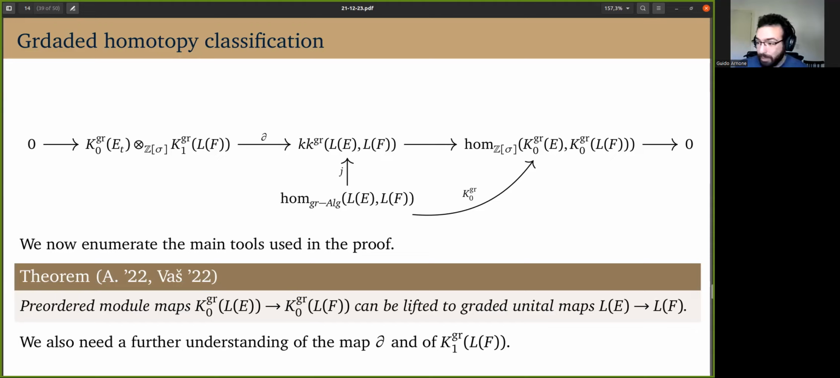So to recap, first surjectivity, the main thing is this lifting result, which is actually a statement not on KK, but on graded Grothendieck group of Leavitt path algebras. And then to complete the argument and for the injectivity part, we have two things. One, to understand this map on the left, and also to have some description of K1 in terms of units. Okay, so for these two things, we have some results.